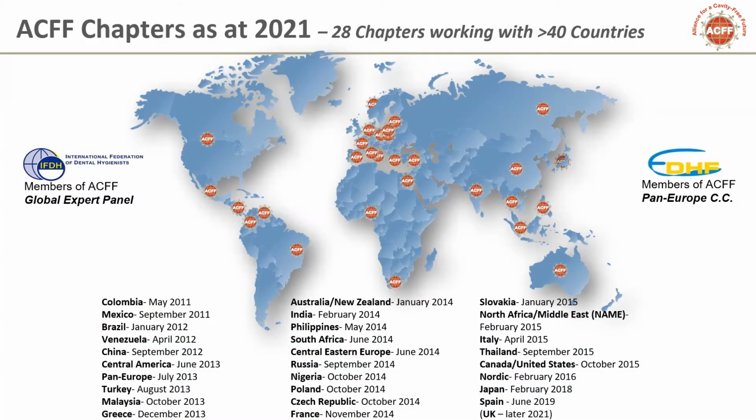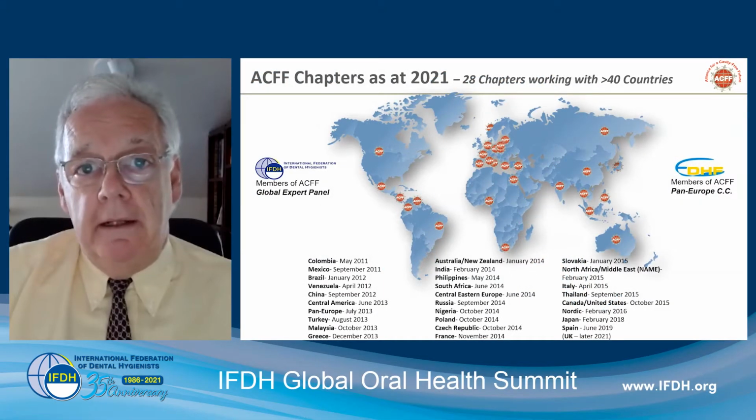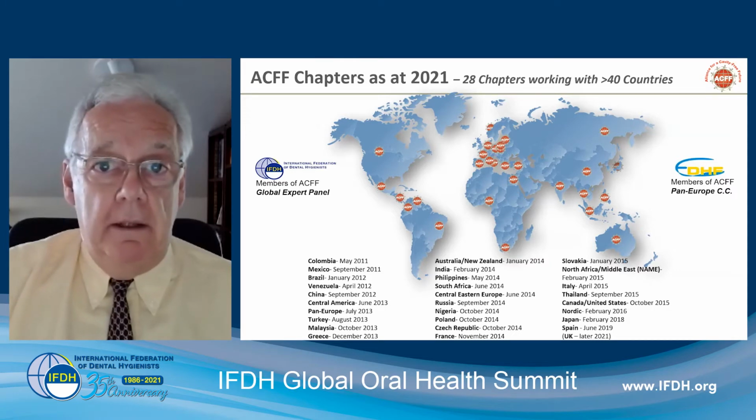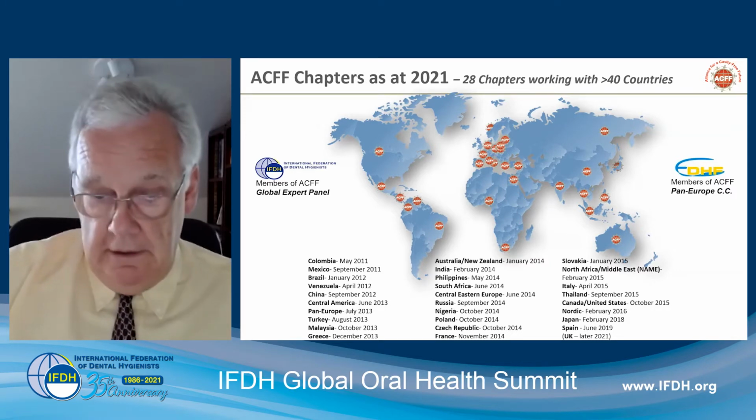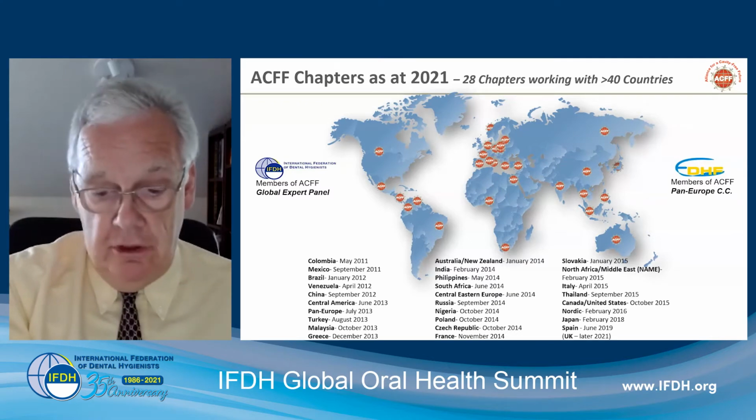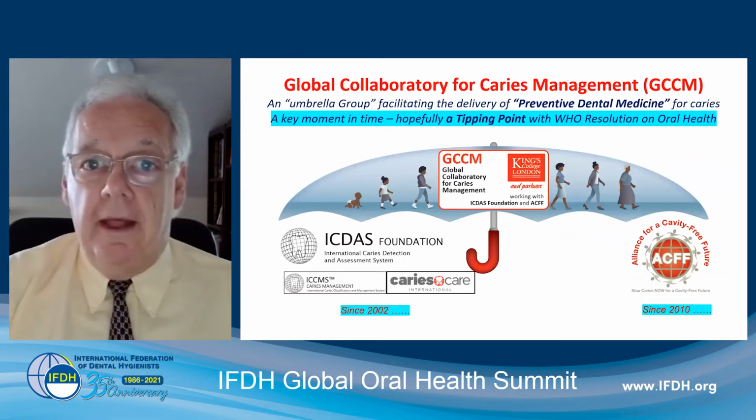We have 28 chapters working in over 40 countries. And you'll see those chapters set out on that map of the globe. And on the left-hand side, you should be encouraged to see, because we are, that the IFDH has been since the start a member of our global expert panel that meets each year. And on the right-hand side in Europe, where we have a pan-European collaborative council, the European Dental Hygienists Federation, again, has been a member of that from the beginning. So you're part of and you contribute to ACFF, and we're very pleased with that.